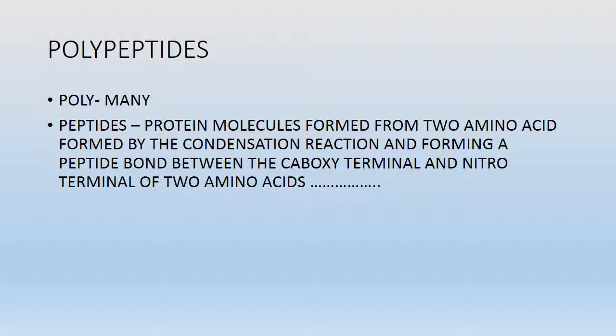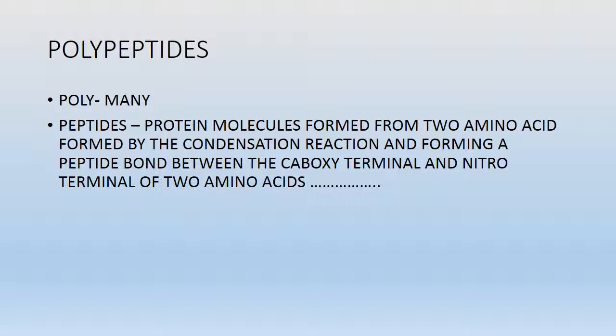By splitting polypeptides into two fragments, we get poly and peptide. Poly, its usual meaning is many, as we all know. Peptide is a protein molecule formed from two amino acids by a condensation reaction, forming a peptide bond between the carboxy terminal and the amino terminal of the two amino acids. So when two amino acids are joined with one another by a condensation reaction and a loss of a water molecule, you have a peptide bond formation, right? And that is a peptide.